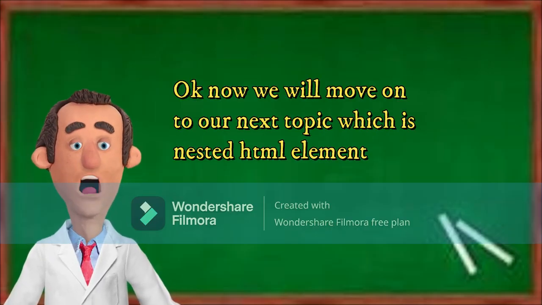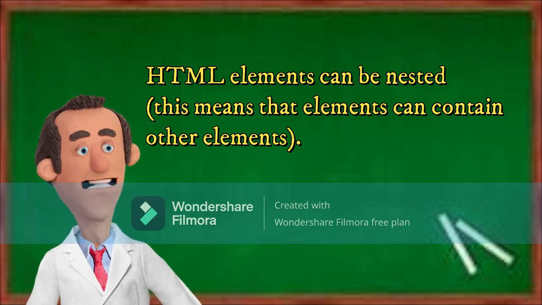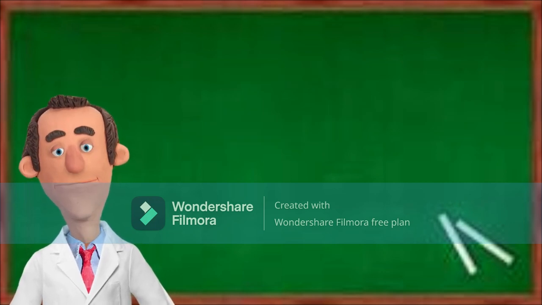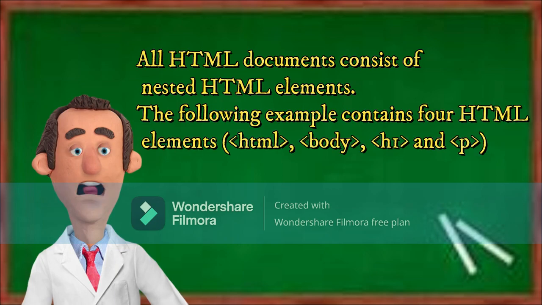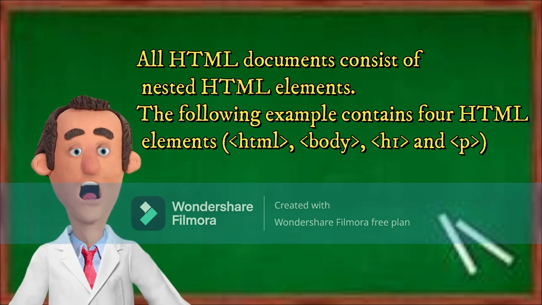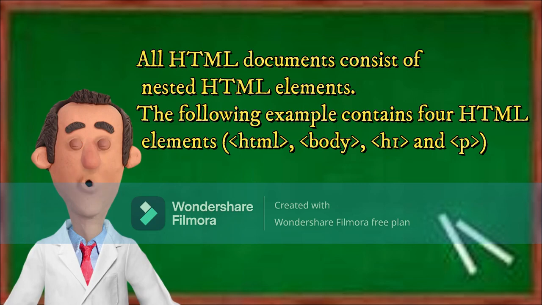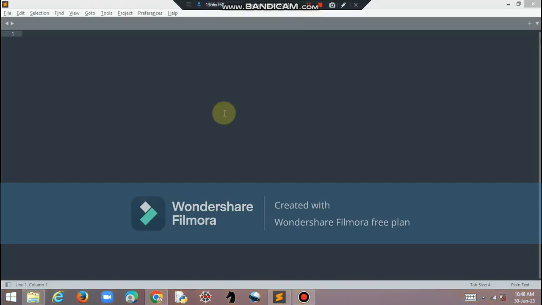Okay, now we will move on to our next topic, which is nested HTML elements. HTML elements can be nested. This means that elements can contain other elements. All HTML documents consist of nested HTML elements. The following example contains 4 HTML elements: HTML, body, H1 and P. Okay guys, now I will write the code. I will write the sample code.